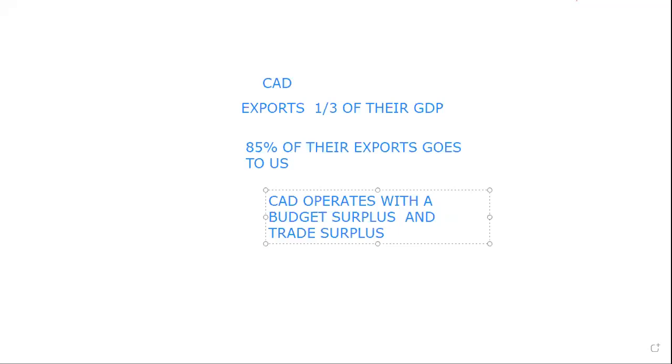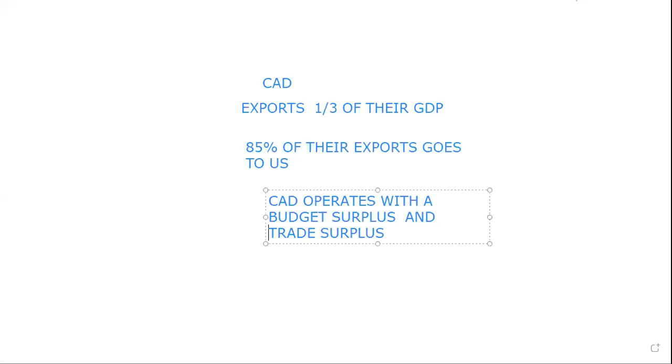Now what does this mean? It means that the Canadian government earns more than they spend. It also means that they export more than they import. That is the meaning of that. So Canada operates with a budget surplus and a trade surplus. In other words, they earn more than they spend, and two, they export more than they import. Now, you understand the mechanism behind their economy.